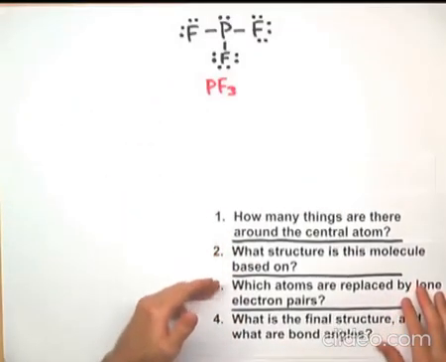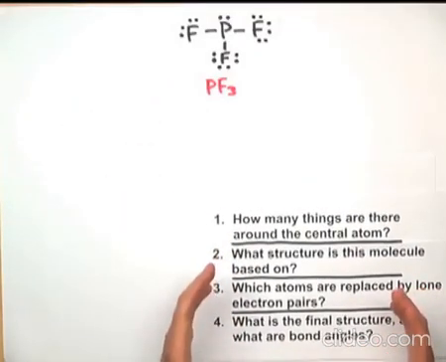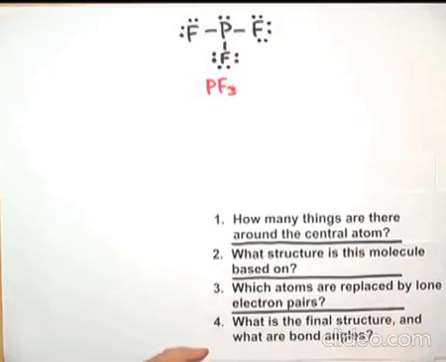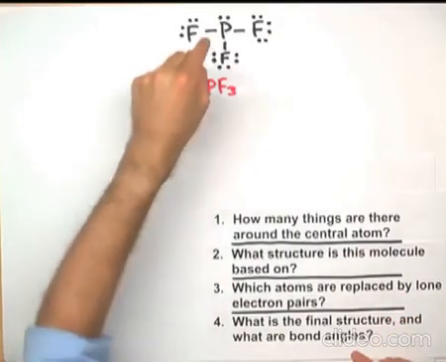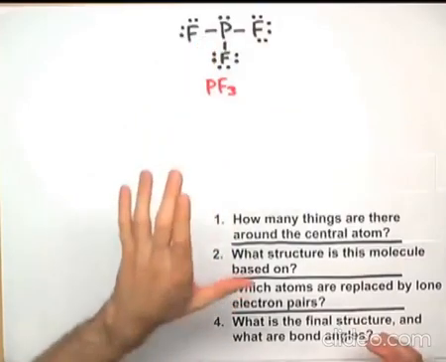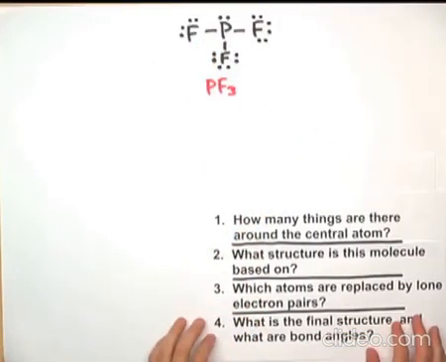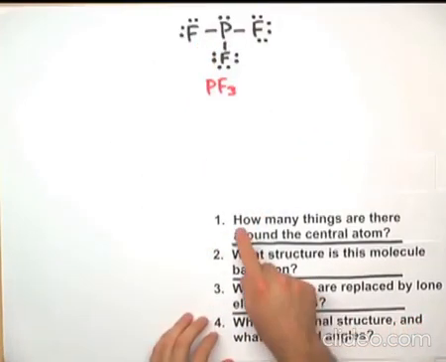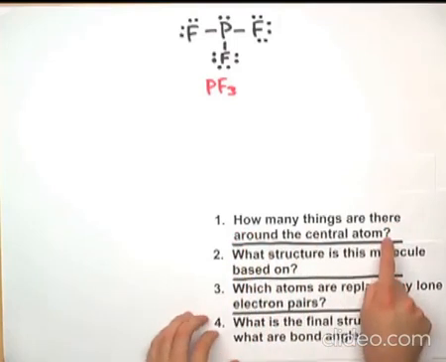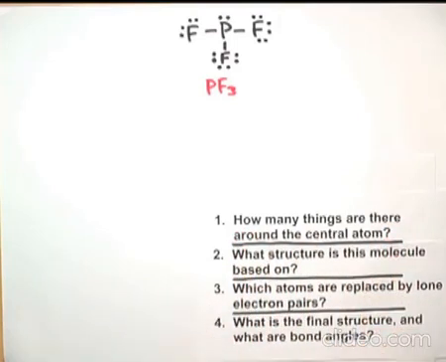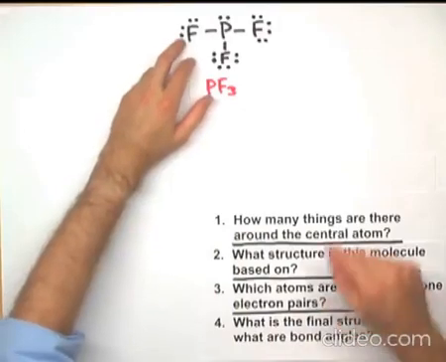I've got on this paper these 4 questions, and these are the thought process that you want to go through every time you figure out the VSEPR structure for one of these shapes. Okay? So, the first question here is, how many things are there around the central atom? The first thing you always want to ask yourself.